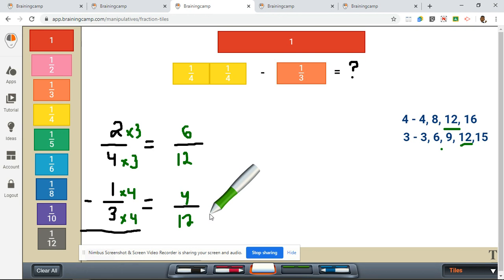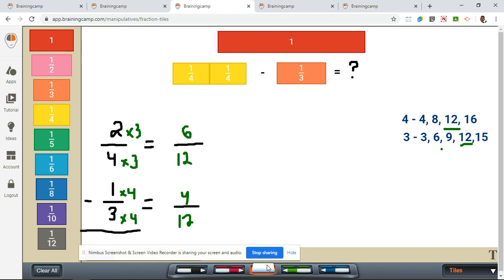Now my answer is not 10/12. Reason being, I am subtracting. I am not adding. So be careful. Make sure you watch your operation. Oh, I almost put an addition sign. See that? Let me put the subtraction sign.